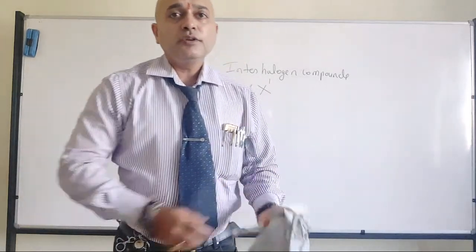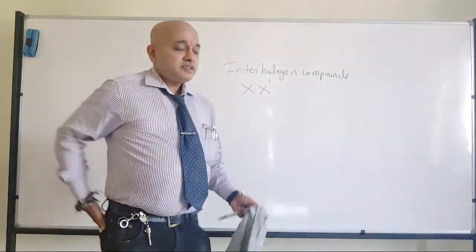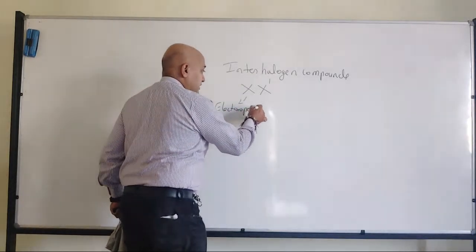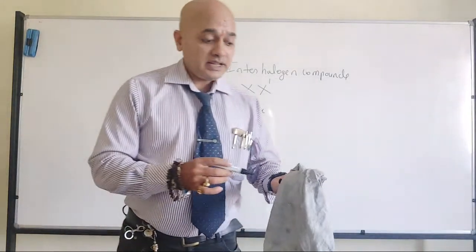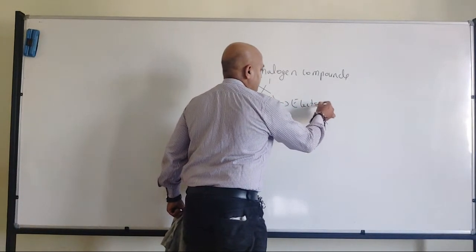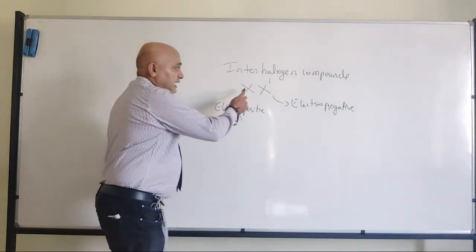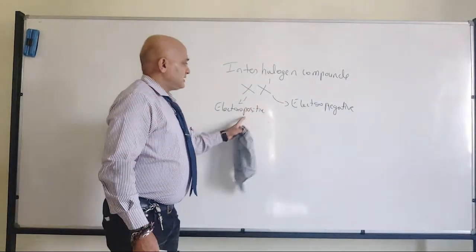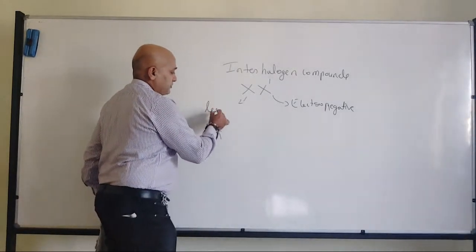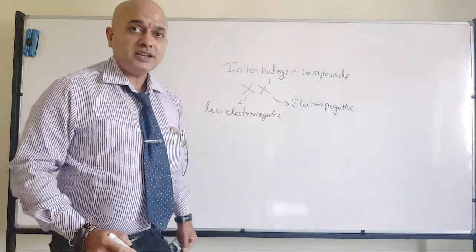The only thing is to indicate that both should be different elements, right? So X is electropositive in comparison to X prime. I am not telling that halogens are electropositive. No. And X prime will be electronegative. So once again, electropositive doesn't mean that halogens are electropositive compared to X prime. To avoid confusion, I can write it as less electronegative. That's what we have seen with respect to interhalogen compounds.